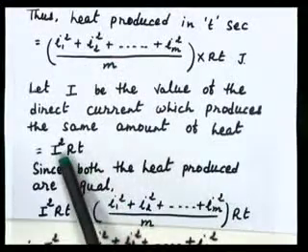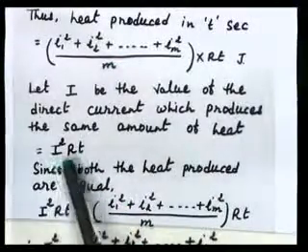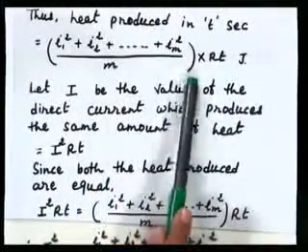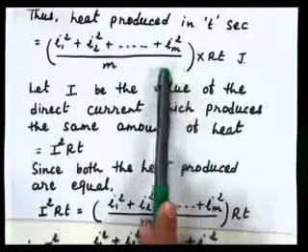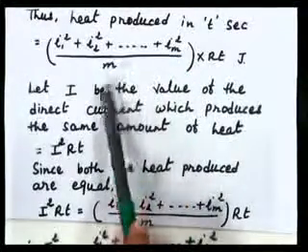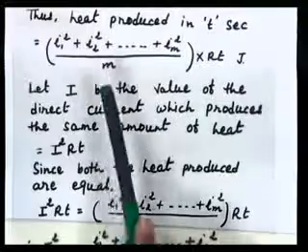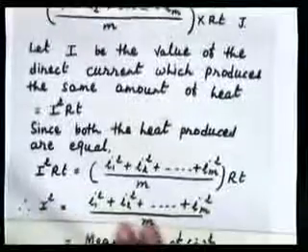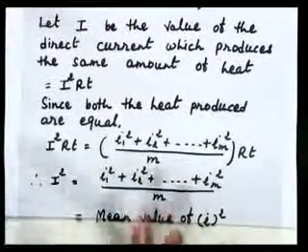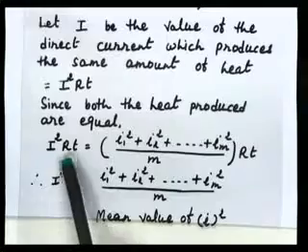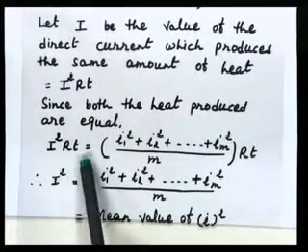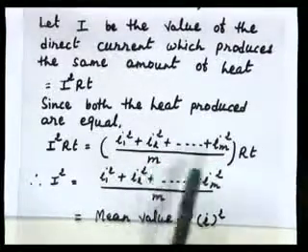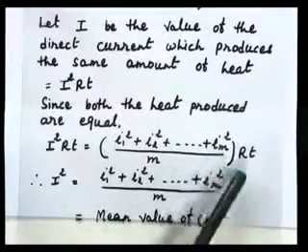So this is the heat produced by DC, I square RT, and this equation will indicate the heat produced by AC. If you compare these two and it gives you the same answer, then you can say this is your RMS value. So we are comparing these two equations. It is like this: I square RT, heat produced by DC, is equal to I1 square plus I2 square plus up to Im square by M into RT, heat produced by AC.